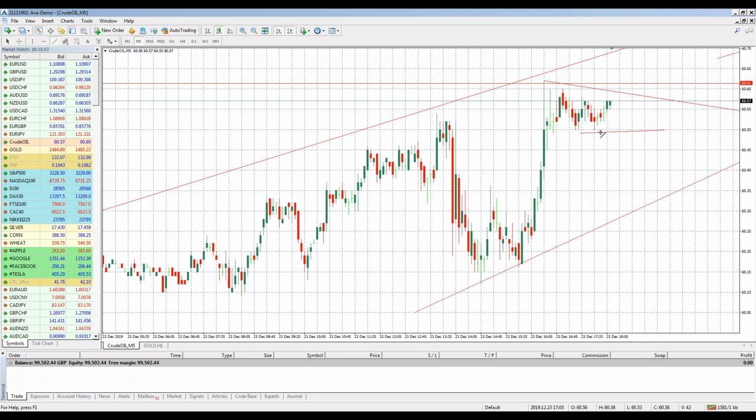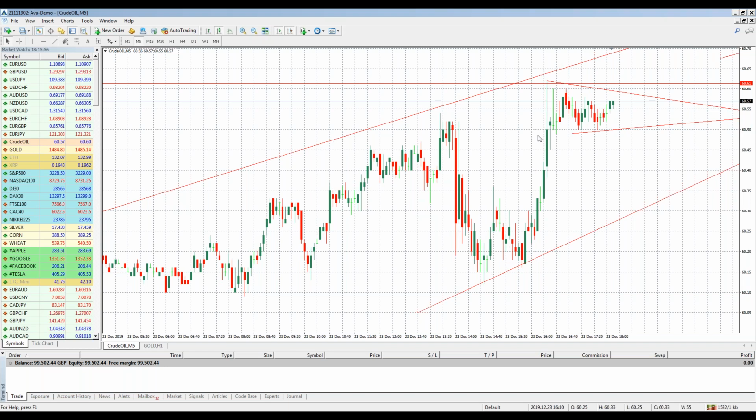For some reason I have to click twice half the time. Okay, there we are. So what we've got now is a very tight ranging movement.